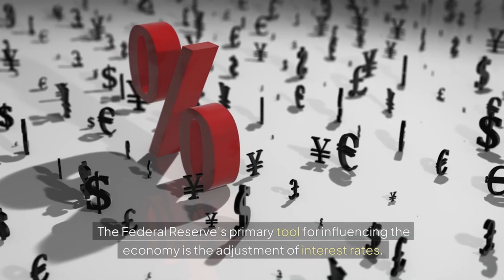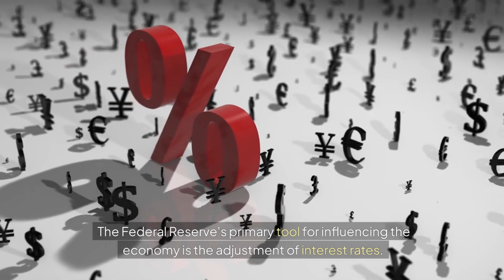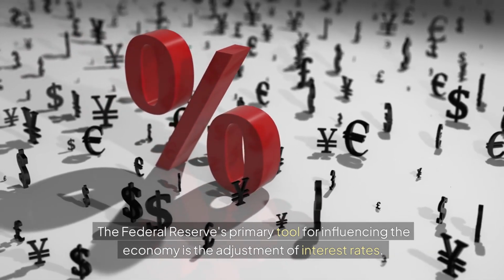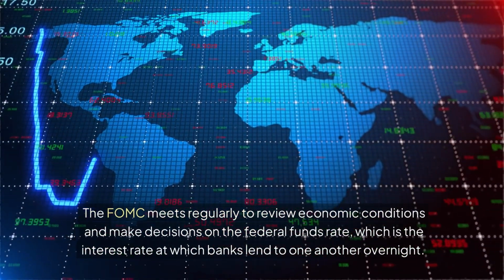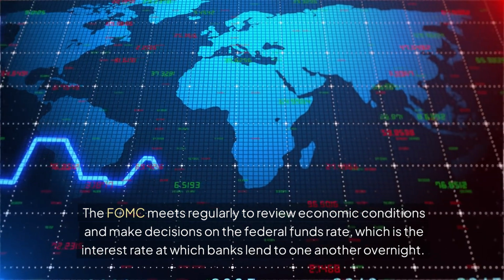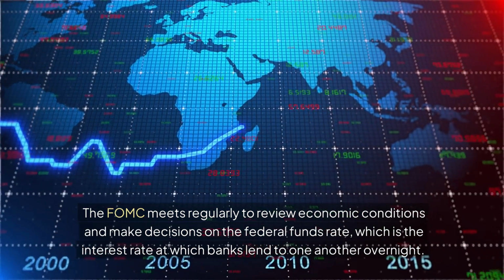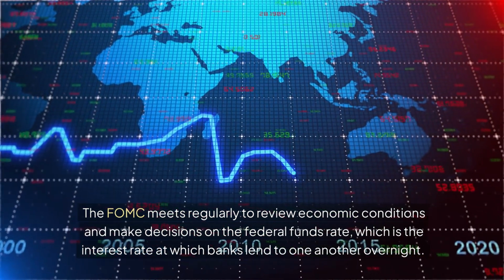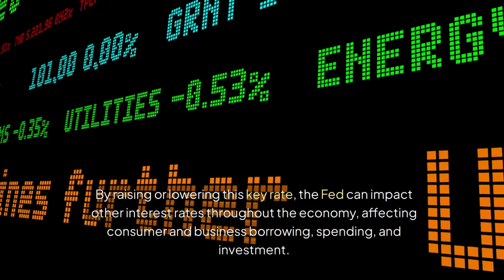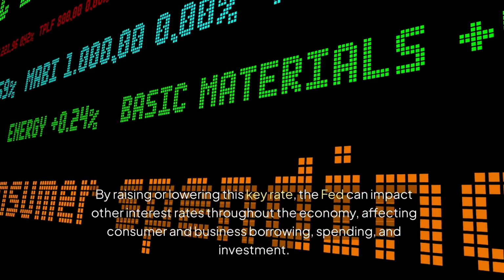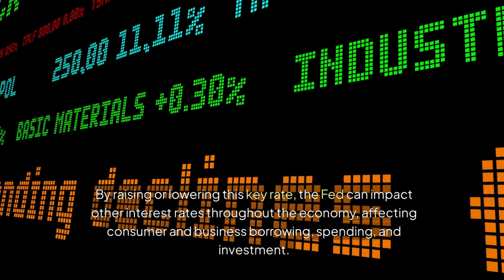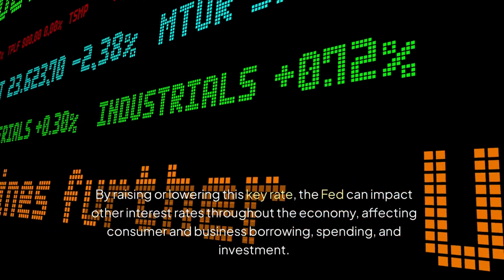How the Federal Reserve sets interest rates. The Federal Reserve's primary tool for influencing the economy is the adjustment of interest rates. The FOMC meets regularly to review economic conditions and make decisions on the federal funds rate, which is the interest rate at which banks lend to one another overnight. By raising or lowering this key rate, the Fed can impact other interest rates throughout the economy, affecting consumer and business borrowing, spending, and investment.